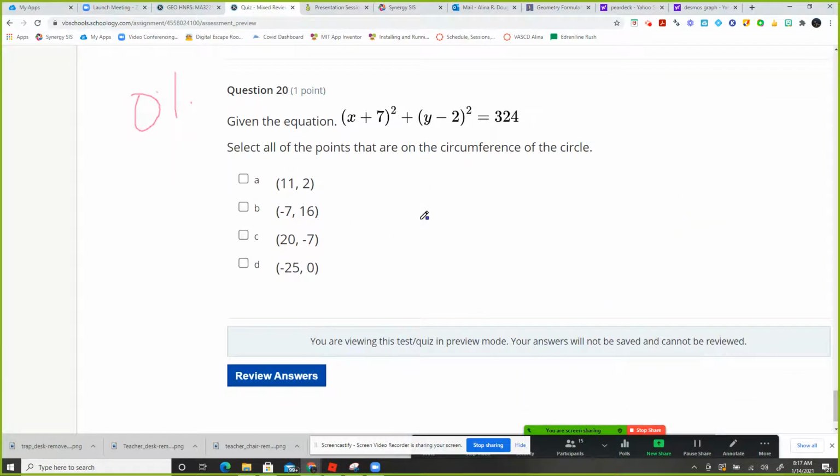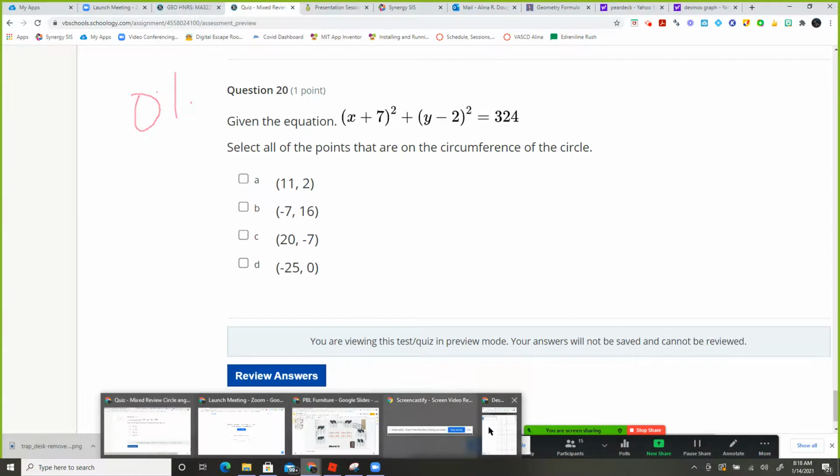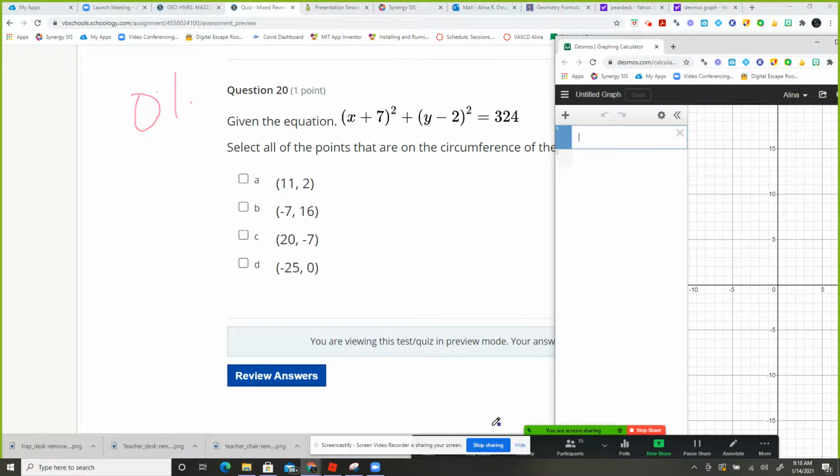And then the very last question, given the equation, select all the points that are on the circumference. So you can do this algebraically and just put your X and your Y values in and see which one makes it work. Or on your test, you can pull up Desmos and you can go X plus 7 squared. Oops, I wanted a plus there.